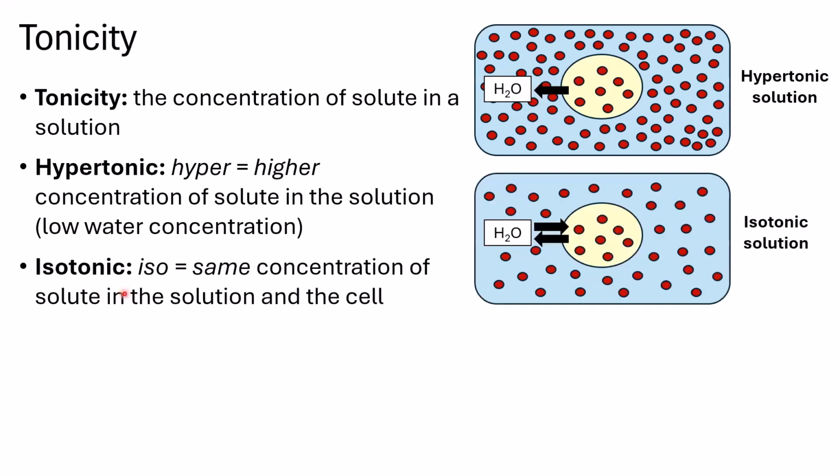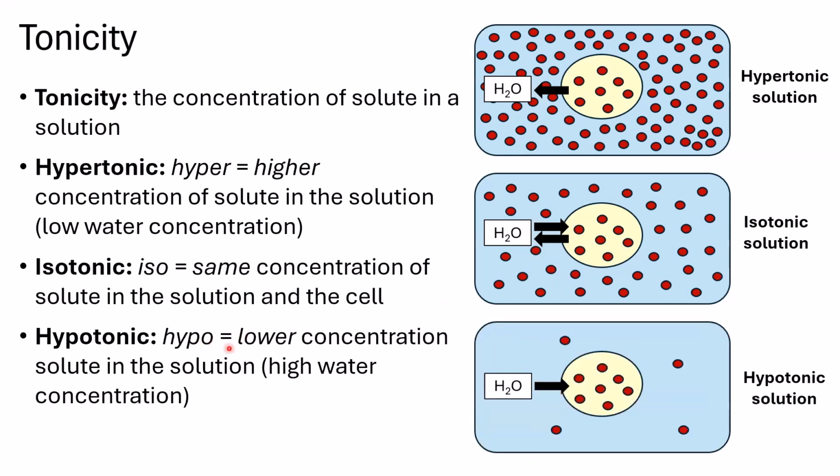Isotonic, with iso meaning same, means that there is an equal concentration of solutes in the solution and in the cell. In this case, water will still flow in and out, but the amount flowing in will match the amount flowing out, so there is no net movement of water. Hypotonic, with hypo meaning below, means that there is a low concentration of solute in the solution. This would cause water to go from the solution to the cell.